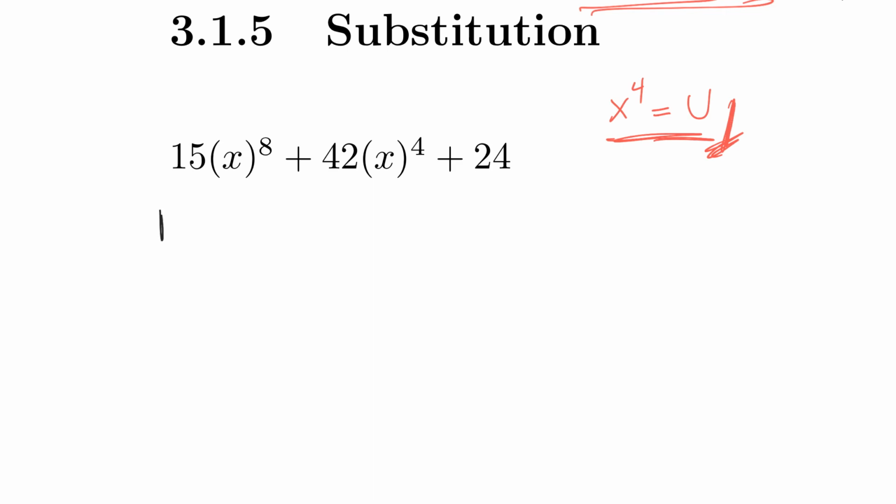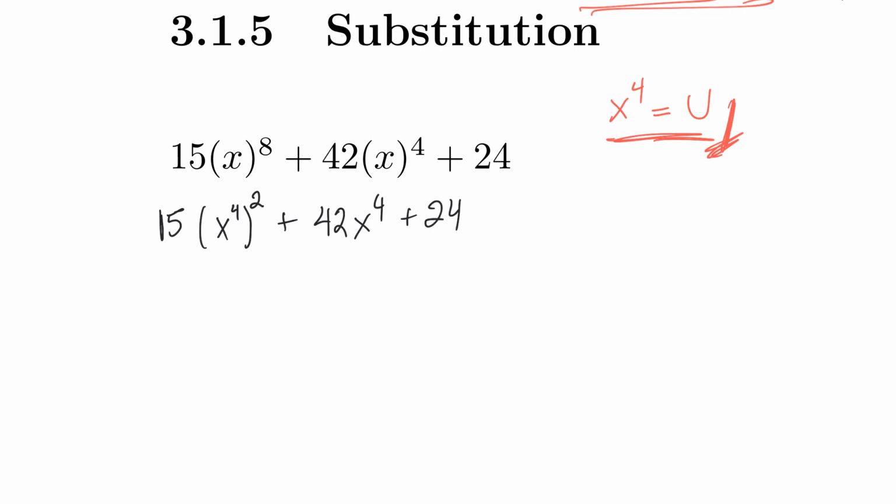Well, we have 15, then x to the 8, that could be rewritten as x to the 4 squared, right? Because remember that when you have the power of a power, it is multiplication, so 4 times 2 is 8. Then we have plus 42x to the 4, and then we have the 24. It doesn't change because it doesn't have any x, so there's nothing that I can substitute there.